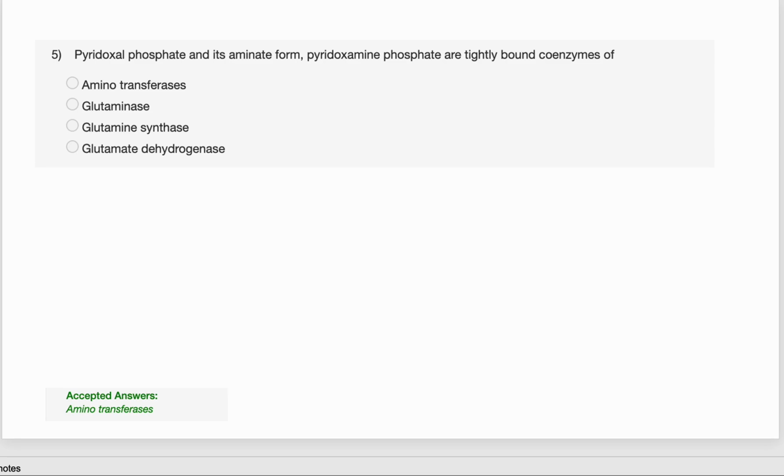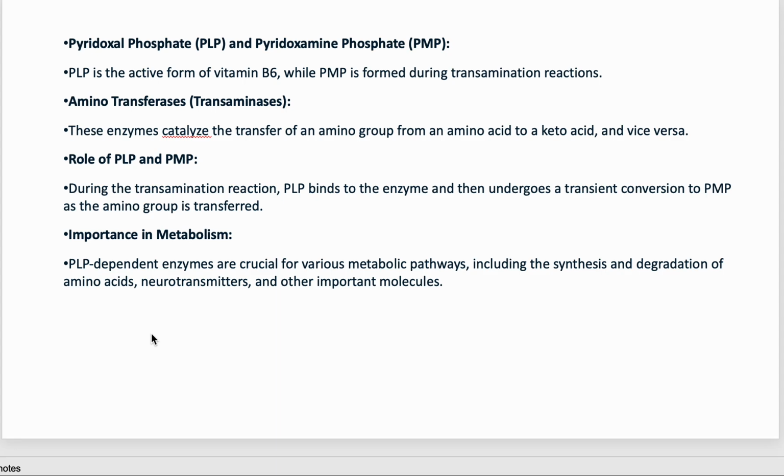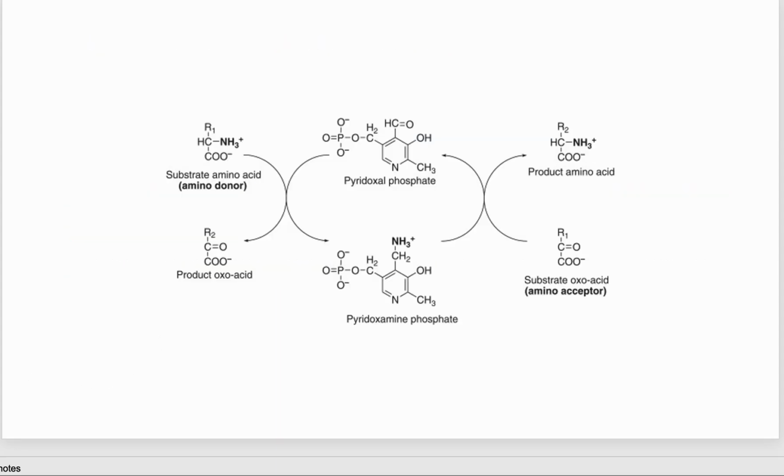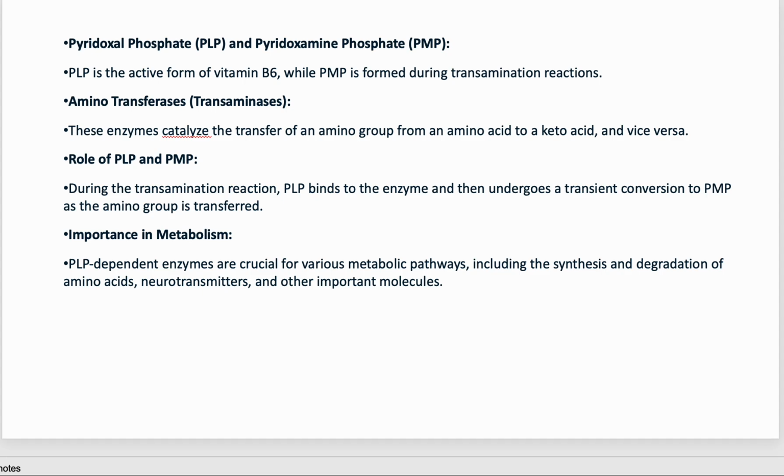The fifth one: pyridoxal phosphate and its aminated form, pyridoxamine phosphate, are tightly bound coenzymes of which enzyme? A. Aminotransferase, B. Glutaminase, C. Glutamine synthase, and D. Glutamate dehydrogenase. The correct answer given was aminotransferase, because, see, let's discuss this briefly, and I'll show you the reaction.